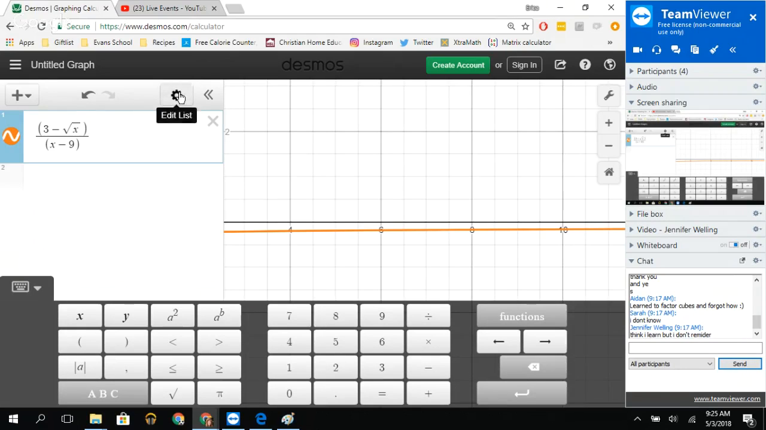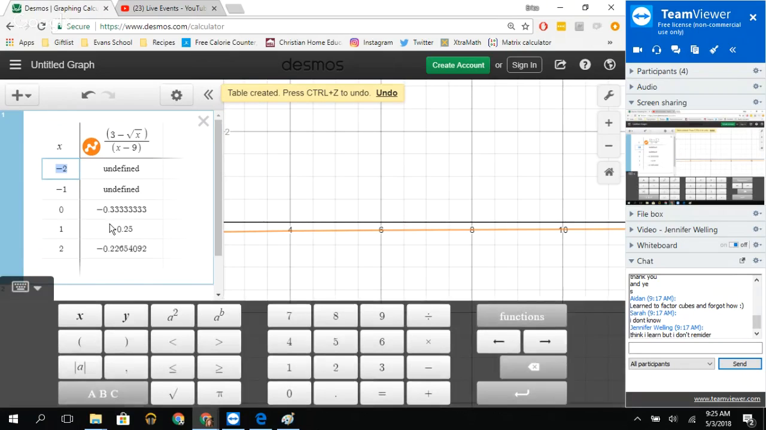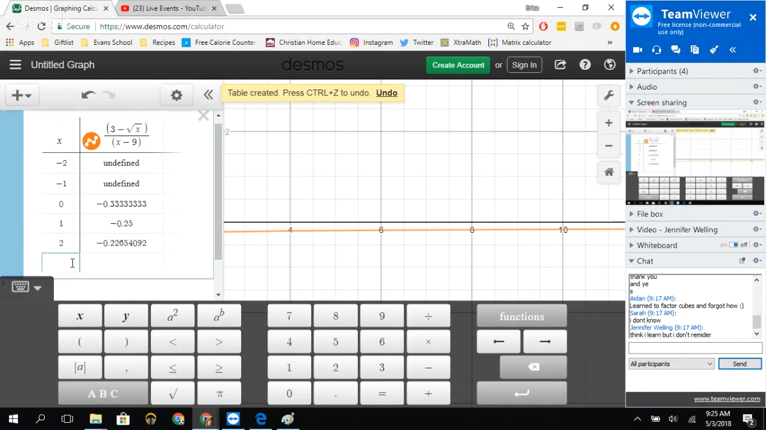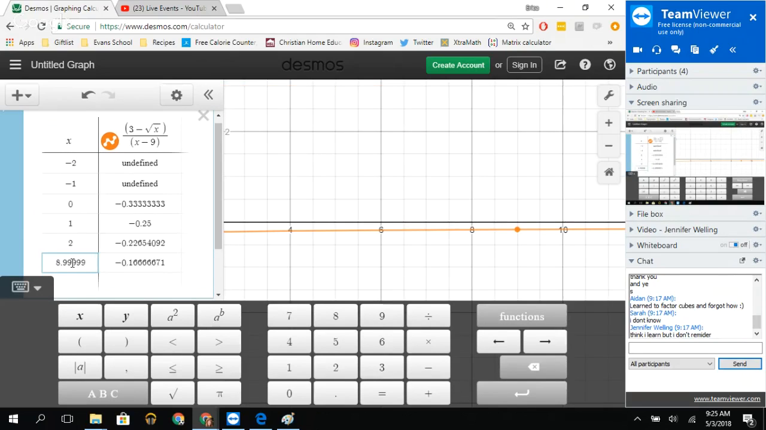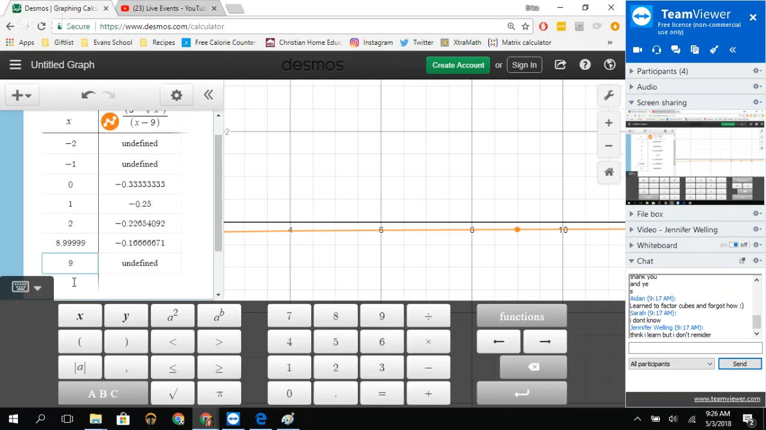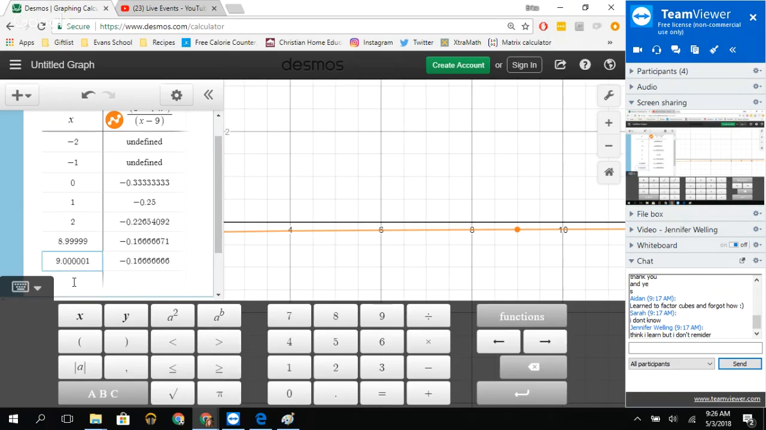If I'm not quite sure, I can also switch to my table, which Desmos has for you, right? I want to know what happens when I get really, really close to 9 on both sides. It looks like as I'm approaching 9, the limit of my function is negative 0.166666. Does anybody know what that is as a fraction? One-sixth, right?